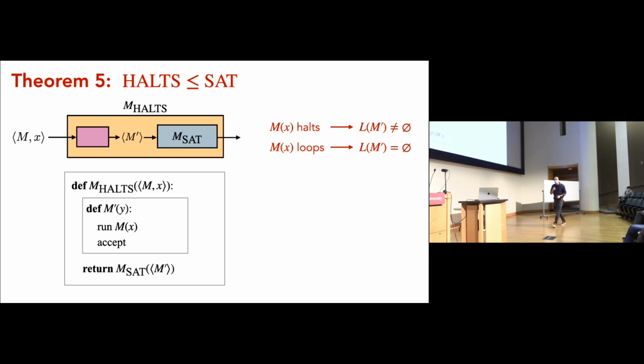And this is why it's actually a decider, right? Because all M halts is doing is creating the string M prime, as you see here, and then returning M set. Creating a string is something you can do, there's no problem with that. And then calling M set, since M set is assumed to be a decider, this whole thing is going to be a decider. In particular, M halts is not running M of x. If it was running M of x, then it would not be a decider. We're just creating this string, the encoding of some other Turing machine M prime that we use as input to M set. Okay?